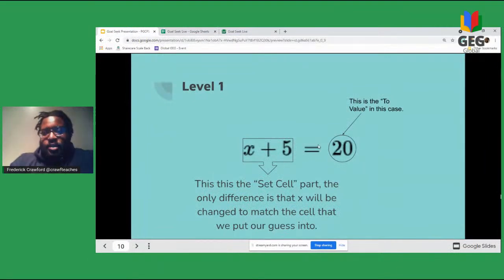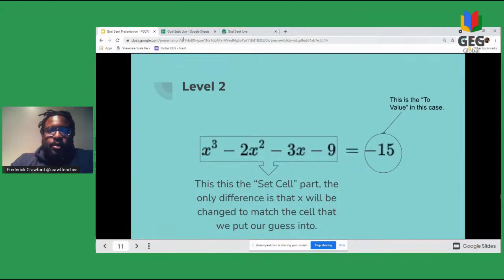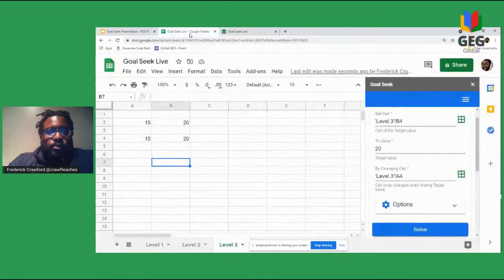All right, now we're going to take this up a notch to a level 2 problem. On this level 2 problem, I'm going to take the liberty, which I could solve this right now. I could actually solve this right now using GoalSeek. Oops. Wrong tab. And notice this.